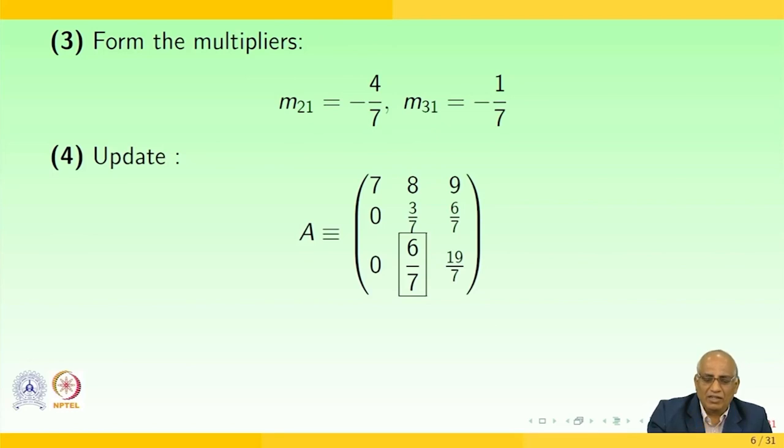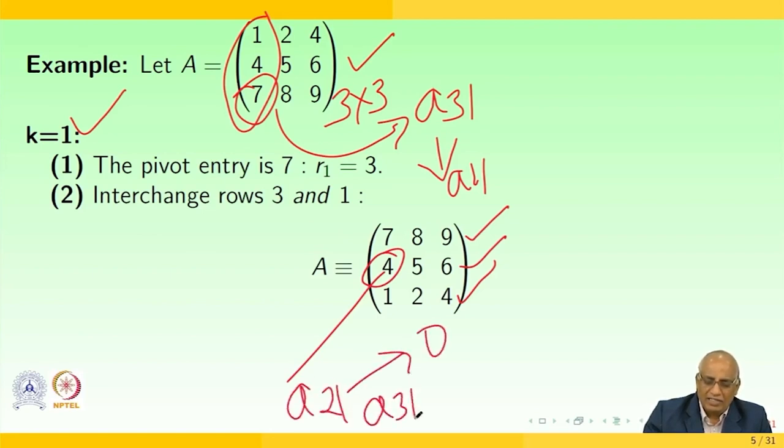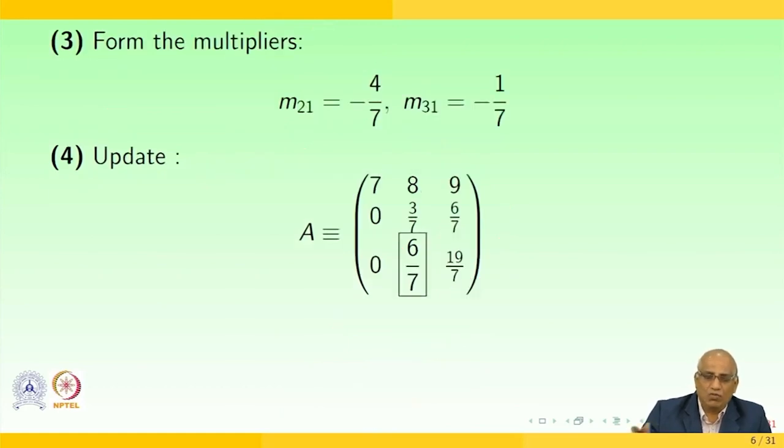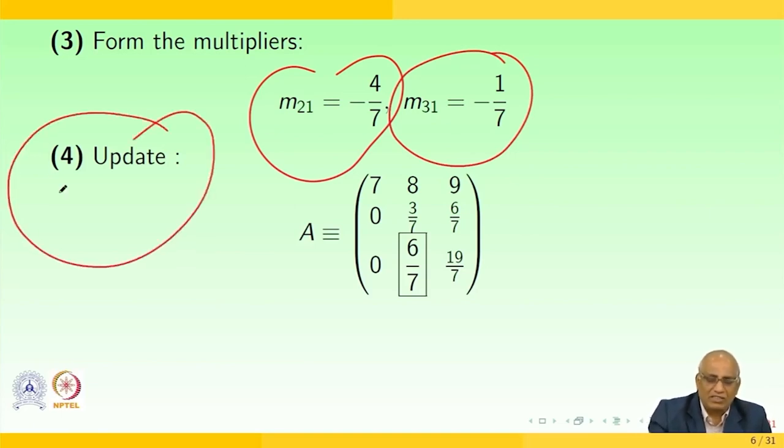And what are the multipliers while doing the Gaussian elimination? Look at this. We need to make this entry 0. That means A21 should be 0 and similarly A31 should be 0. These two we should make 0. In order to do that, we require multipliers M21, which is minus 4 upon 7, and M31, which is minus 1 upon 7. So then update the matrix.